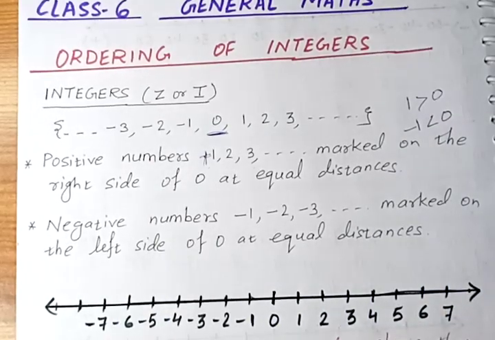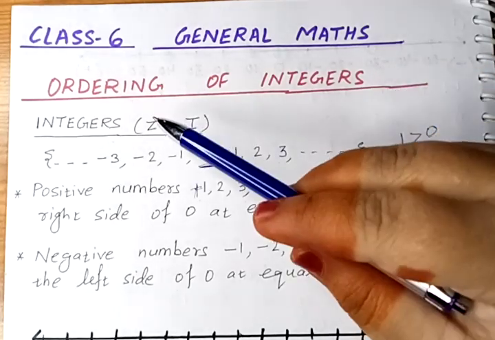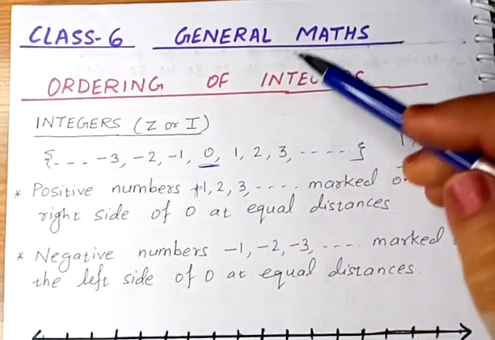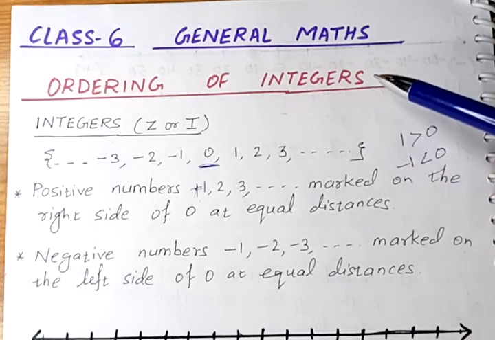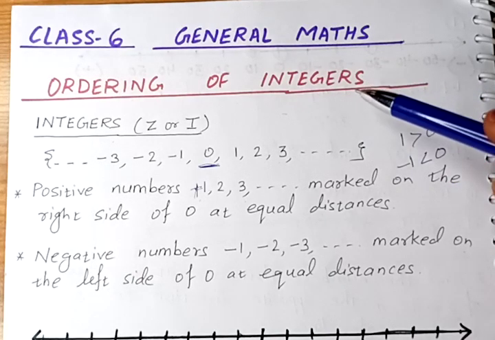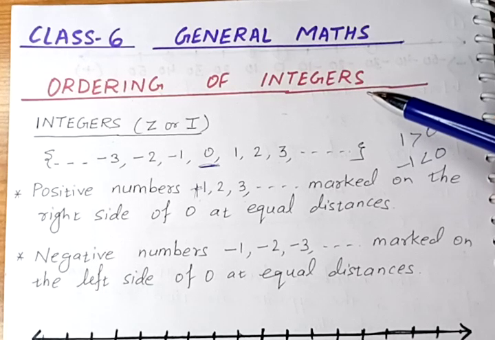Clear children? So please take your notes. Give today's date, subject, time: general maths. And what is our chapter? Chapter 4, integers. And what is the subtopic? Ordering of integers. In today's class, we are discussing ordering of integers: how to order integers, how to compare integers, and how to order integers on the number line also.